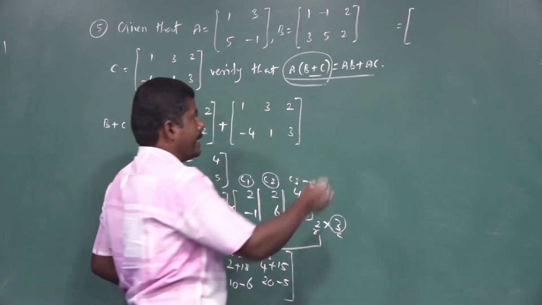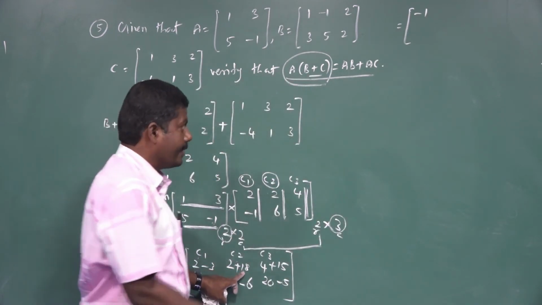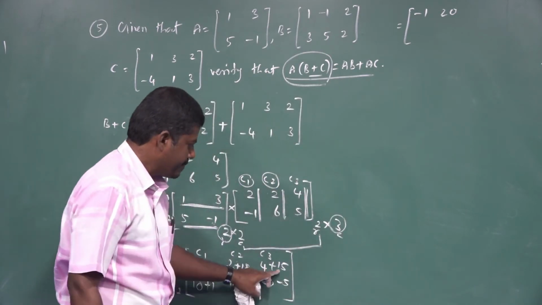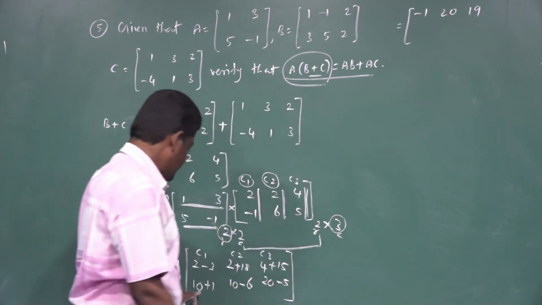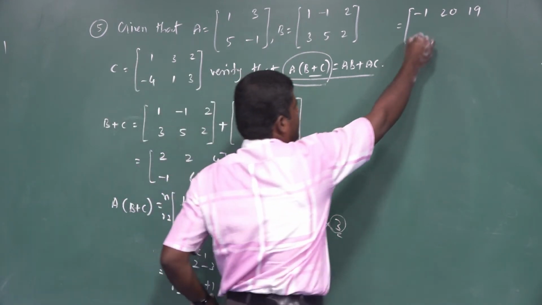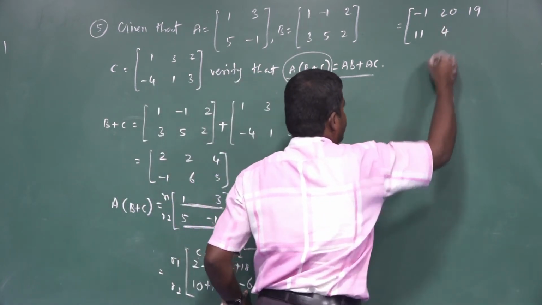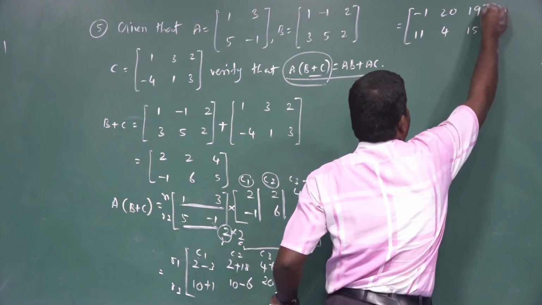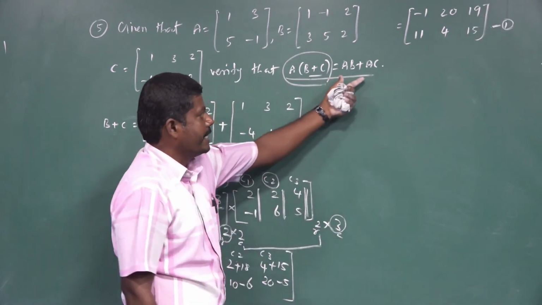Now, 2 minus 3 is minus 1. 2 plus 18, 20. 4 plus 15, 19. 10 plus 1, 11. 10 minus 6, 4. 20 minus 5, 15. So this is our left side answer. You take 1. Understand? Next we come to the right side.